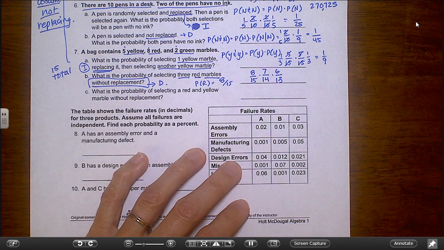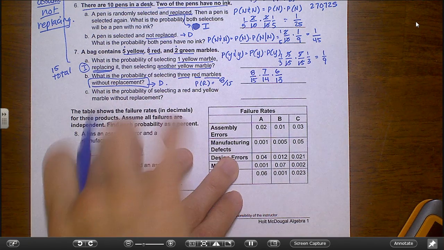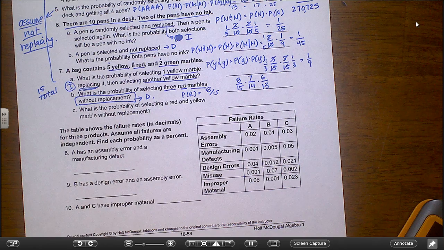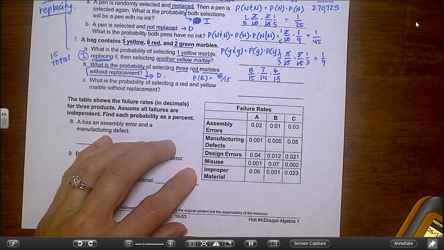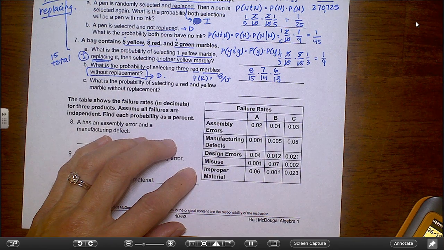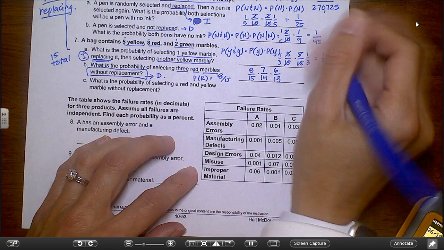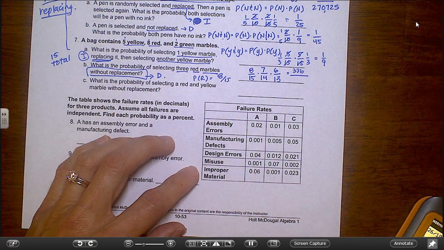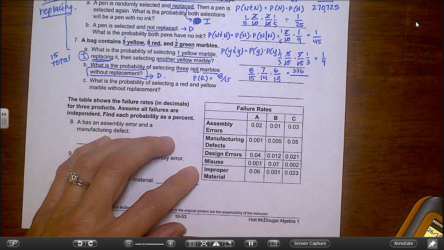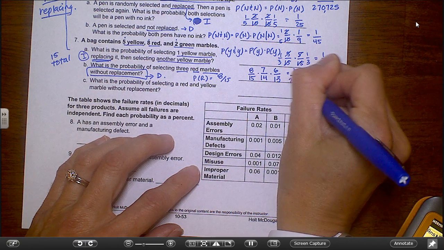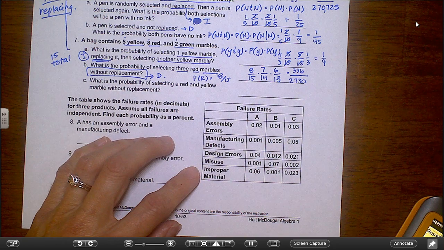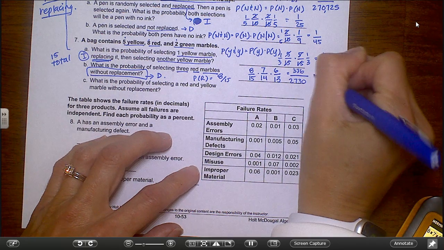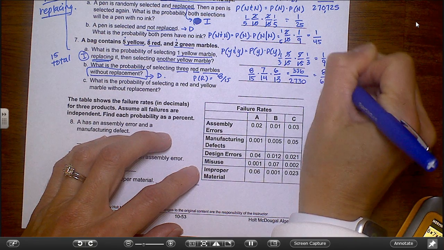So this is one, again, you're going to want your calculator for. So 8 times 7 times 6. My top is 336. 15 times 14 times 13 is 2,730. And then if I do 336 divided by 2730, then hit math, enter, enter, I get 8/65.